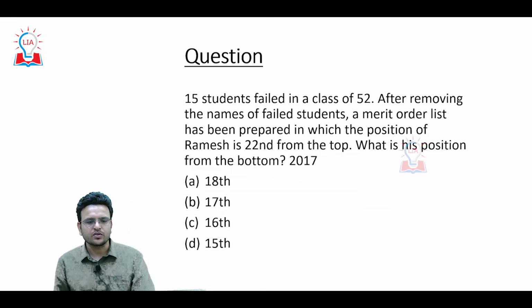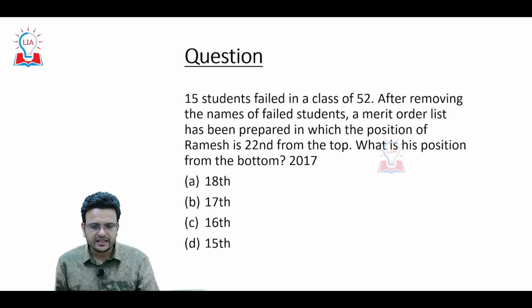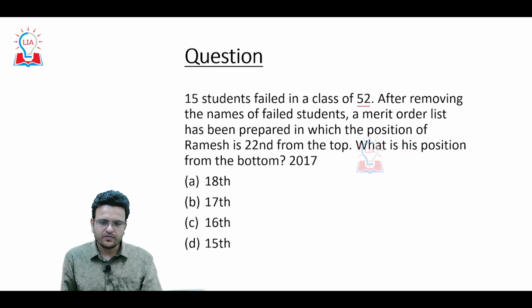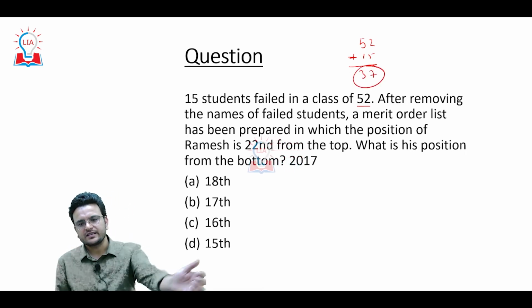Now see one more question. 15 students failed in a class of 52. So how many passed? 52 minus 15, that will be 37.